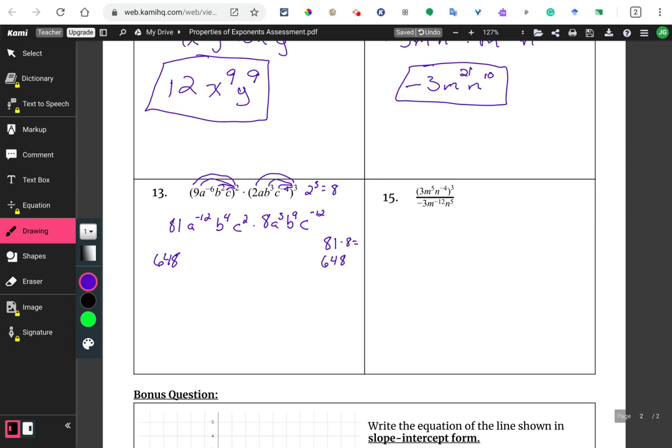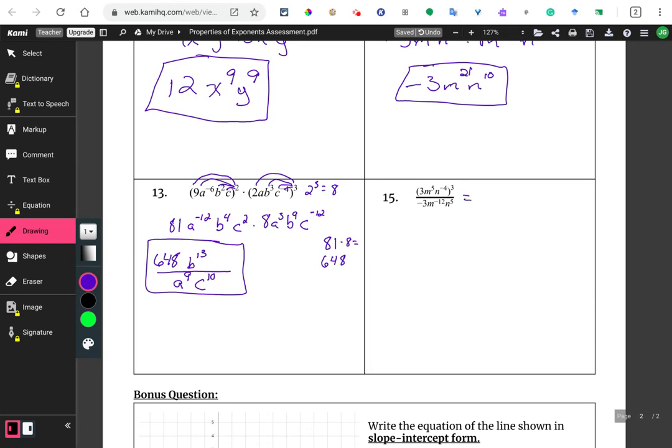What's negative 12? I'm going to have to put a line over there. What's negative 12 plus 3, right? It's just going to turn into a to the ninth. Okay. What's b 4 plus 9? That's b to the 13th. C minus 12. Okay, c minus 12. 2 minus 12, sorry, is 10. Okay, so this is your answer there.